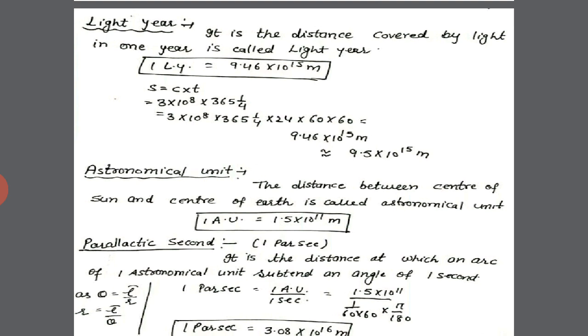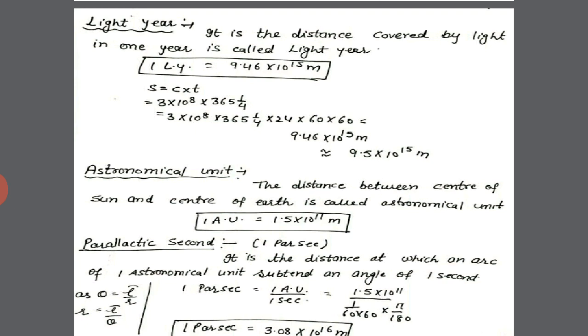Light year. We will study some methods or units that are used for the measurement of long distances. A light year is the distance covered by light in 1 year, and it is denoted by 1 ly, which is equal to 9.46 × 10^15 meters.